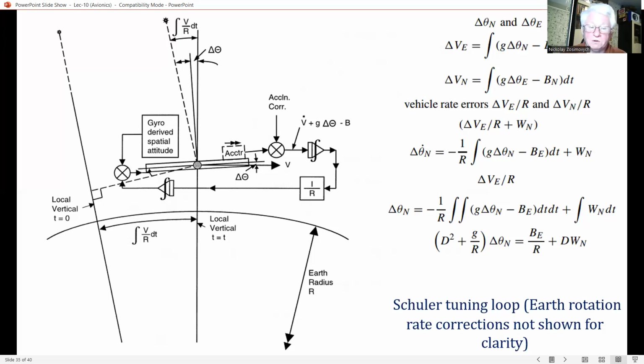The sense of the vehicle rate error in the Schuler loop is such as to slow down or speed up the applied vehicle rate to try to restore delta theta N and delta theta E to zero. In fact, due to the two integrations taking place in the loop, the system will oscillate about the local vertical, as will be shown mathematically. A physical non-mathematical explanation of the Schuler loop is given at the end of this module.